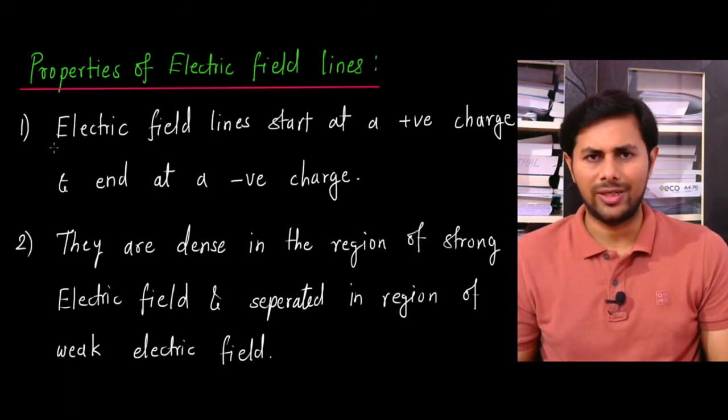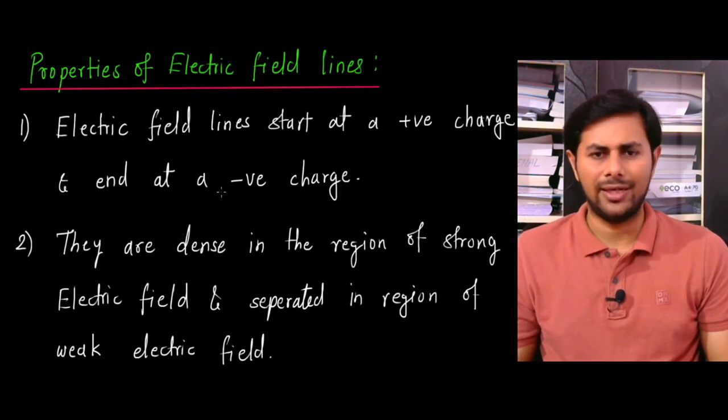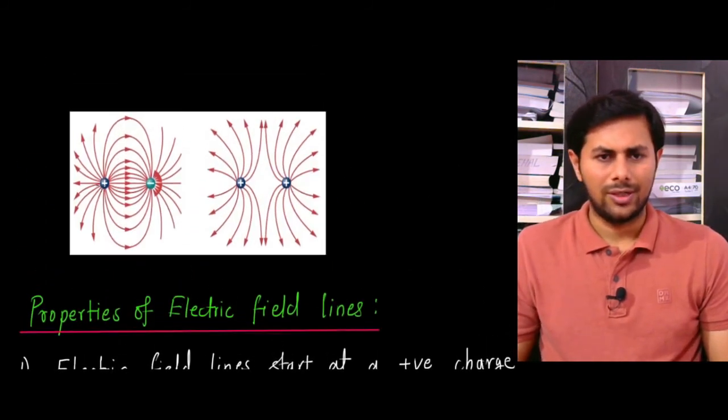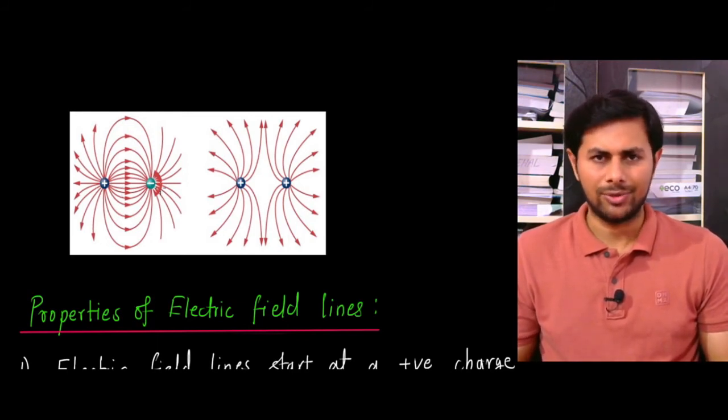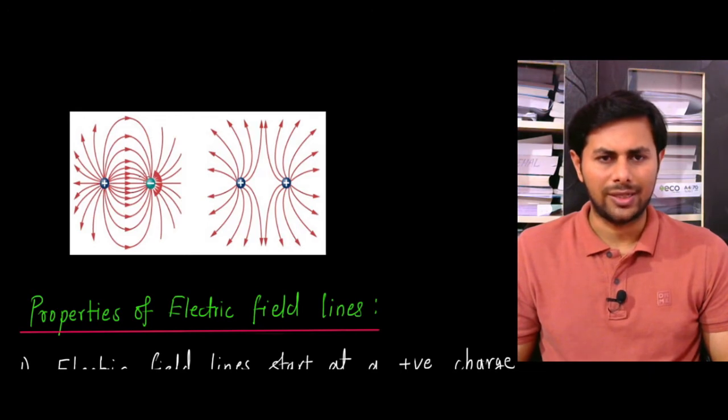So the first property is electric field lines start at a positive charge and end at a negative charge. So here we have the electric field due to a positive and a negative charge of the same magnitude. In this diagram we can see that electric field lines are starting at this positive charge and they are ending at this negative charge.